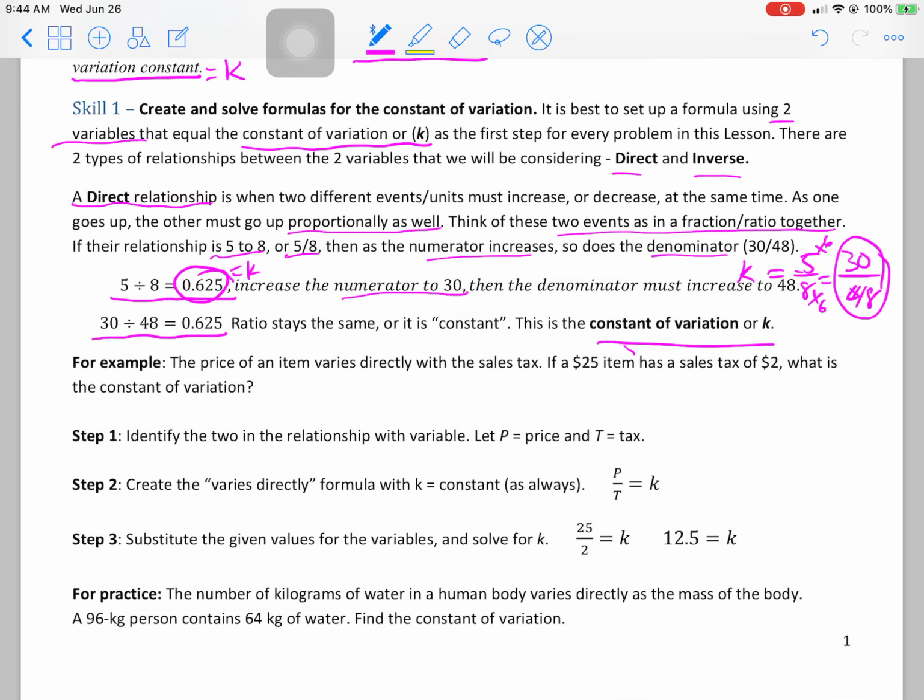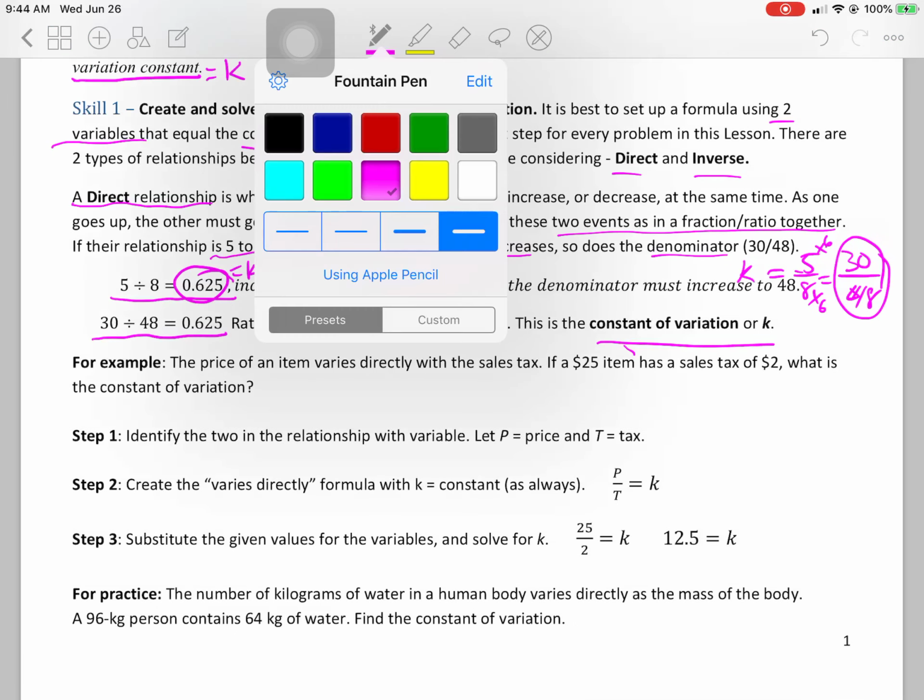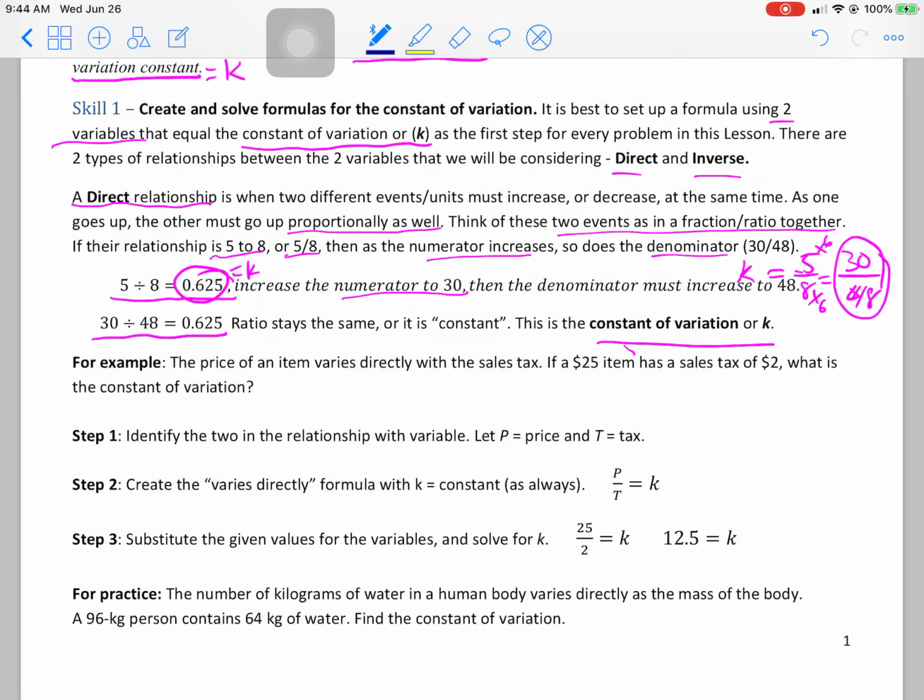If the price of an item varies directly with the sales tax. So what are the two things we're talking about? We're talking about price and we're talking about sales tax. These apparently vary directly, right? So step 1, identify the two variables, price and tax.